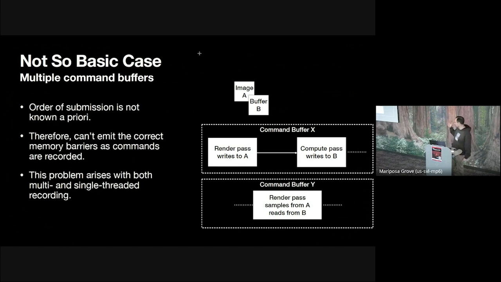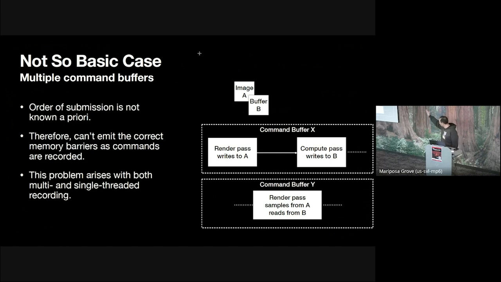To understand what that problem is, let's consider another example, which is similar to the previous one. Again, an image and a buffer, but this time around, the commands that write to our resources are recorded into command buffer X, and the commands that read go into command buffer Y. And so now we suddenly no longer have the context that we used to have while we were recording our command buffers. Before, we had this entire history of what touched what resource and when. Now we don't have it.